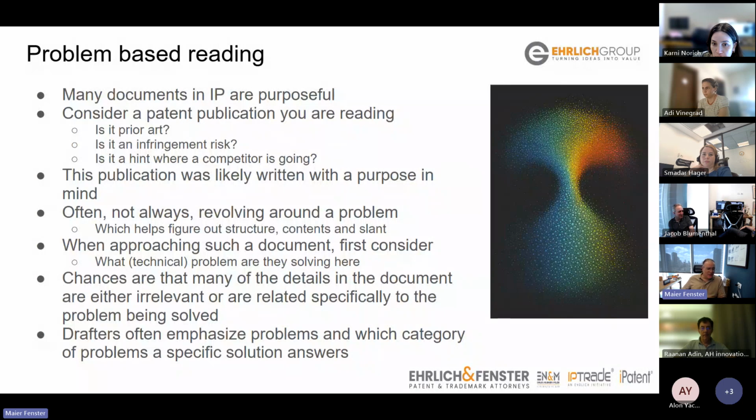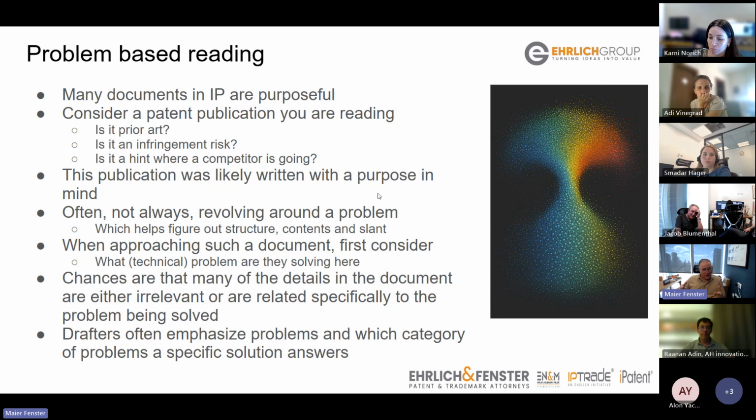Part of what they wrote in the patent was because the client wanted to write it, and part of what they wrote is because it relates specifically to the problem being solved. Now, it depends why you're reading the document, but once you know the structure and you know what you're looking for, it's much easier. And in fact, a lot of people who draft patent applications emphasize what problems they have. And when they talk about an embodiment, they say which category or subcategory of these problems they're actually solving.